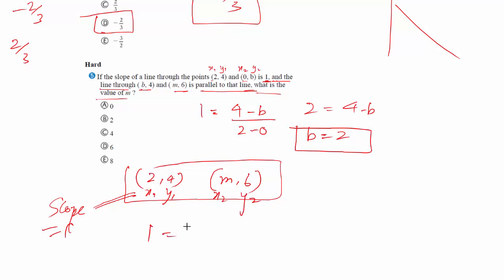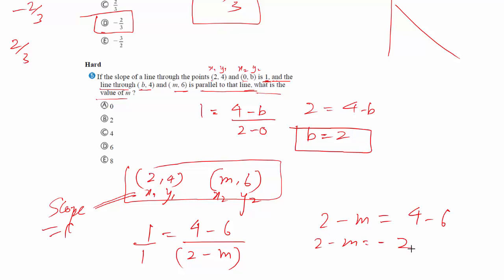So slope is equal to 1 is equal to y1 minus y2, 4 minus 6 divided by x1 minus x2, 2 minus m. Multiplying by 2 minus m to both sides, or doing the cross multiplication, right? Because 1 is actually 1 divided by 1. So 2 minus m equals 4 minus 6, or 2 minus m equals negative 2. Subtracting 2 from both sides, minus m equals negative 4. Multiplying by negative 1 to both sides, m equals 4. So m equals 4. So this was a little bit more about the slope. Now let us move to the next skill.